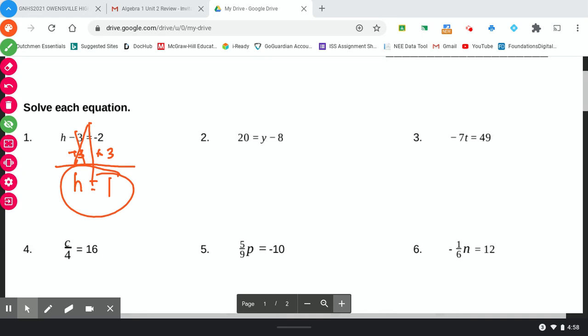All right. Over here, the y is on the other side, but that doesn't matter. You can have something equals y, the same as h equals something. Okay, it doesn't matter. That's supposed to say h equals something. That's really sloppy.